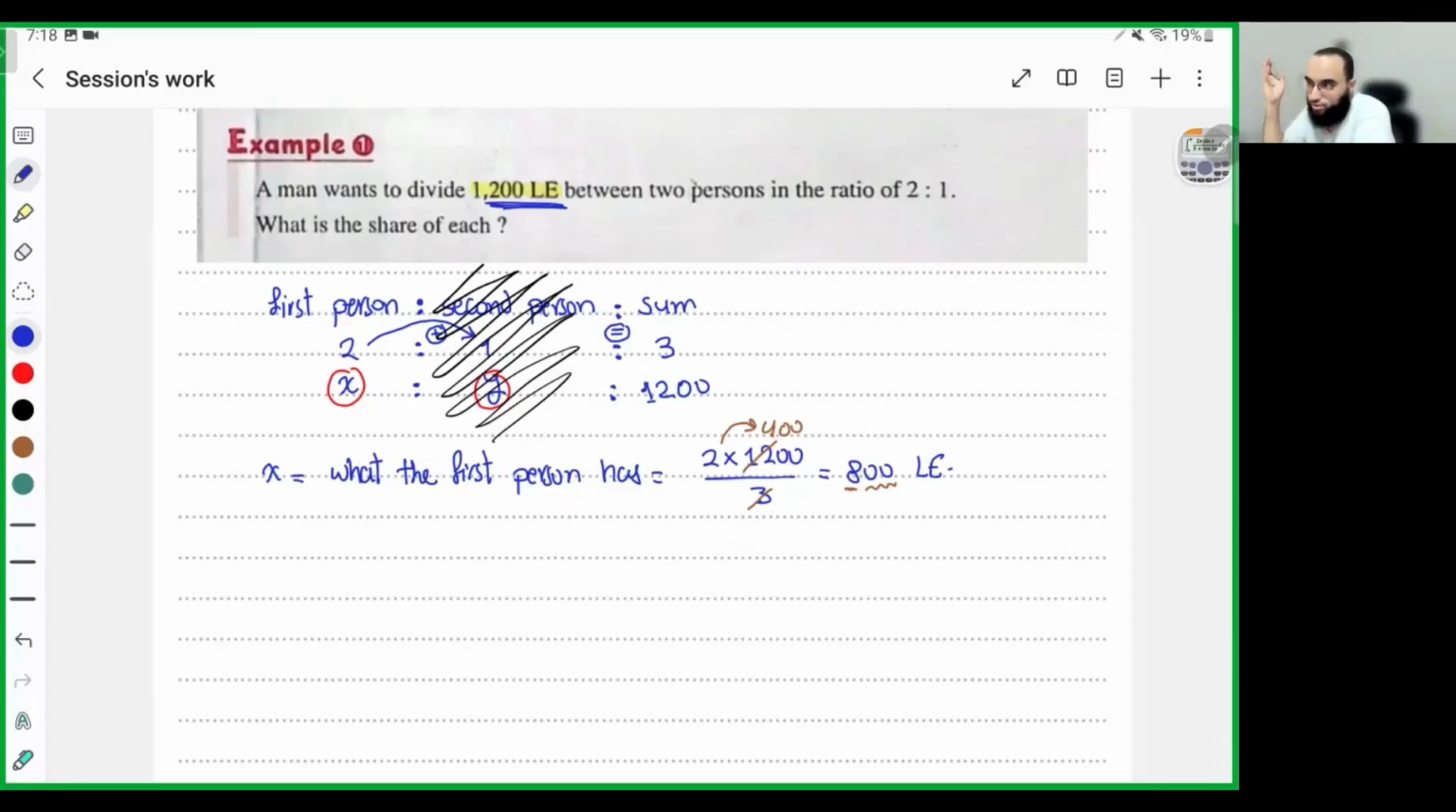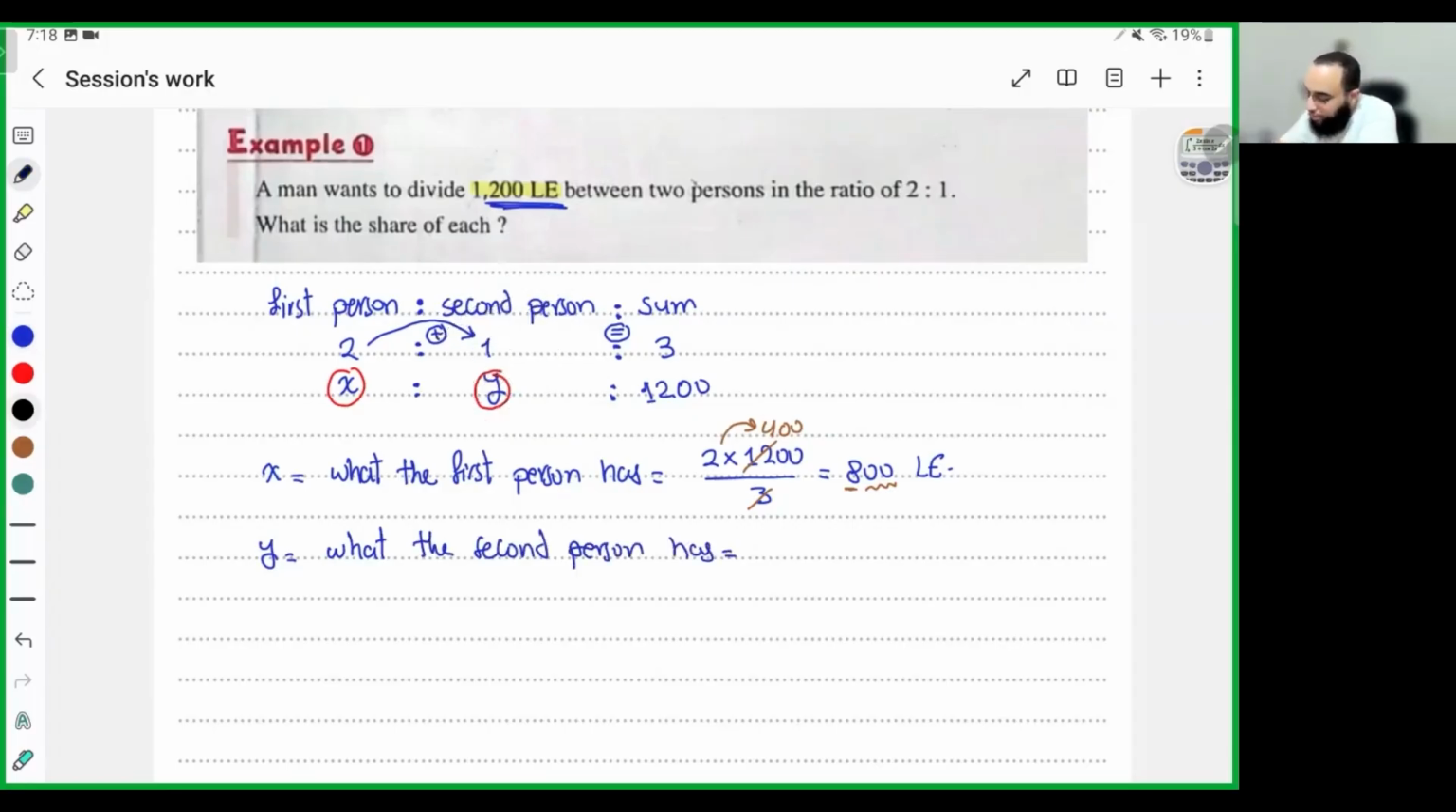For not interrupting, I'll use only one way for solving all of the questions. This way. So how can you get the y? The y is what the second person has, so we will delete the section of the first person because we are calculating the second person, and make a cross multiplication again. It's 1 times 1200 over 3. With the calculator you can do it, or without the calculator it's 400.